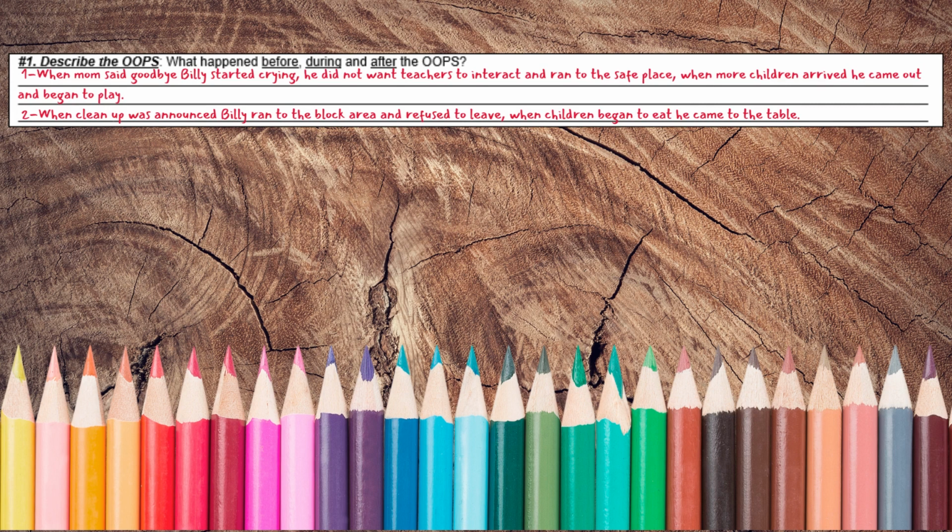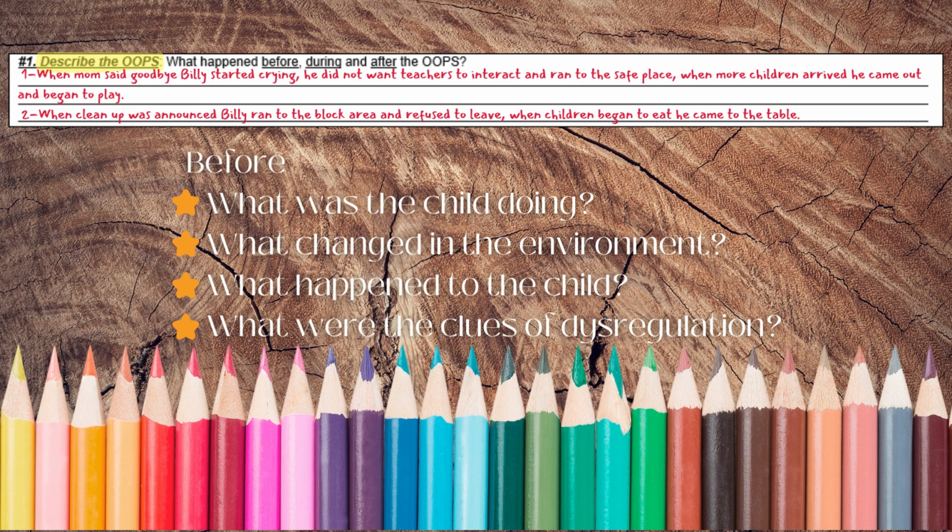The first box of the OOPS form, Describe the OOPS, is no longer optional. When describing the OOPS behavior, focus on what happened before, during, and after. When thinking about before the OOPS, ask yourself these questions. What was the child doing before the OOPS behavior? What changed in the environment around the child? What may have happened to the child? What were the clues of dysregulation?